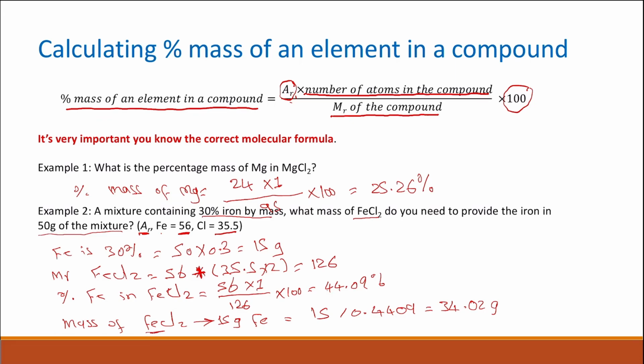And the 15 gram of iron is actually the 30% of iron in the 50 gram of the mixture. So we used the method of calculating the percentage mass of an element in a compound to find out how much of a compound we need to provide us with a certain mass of that particular element.